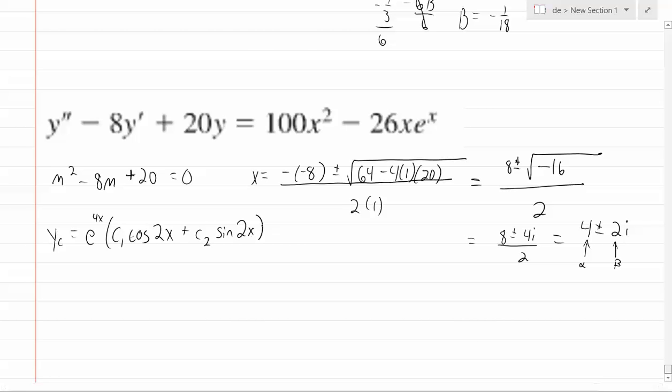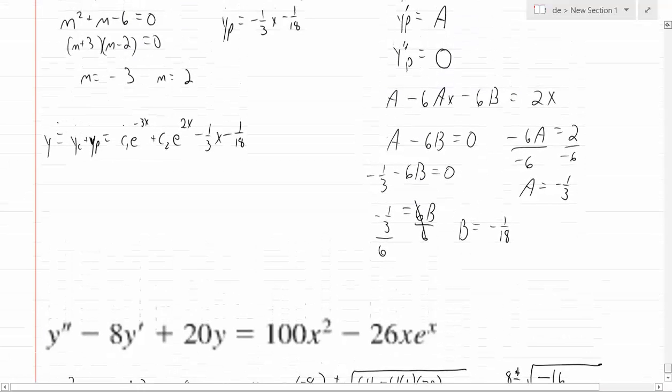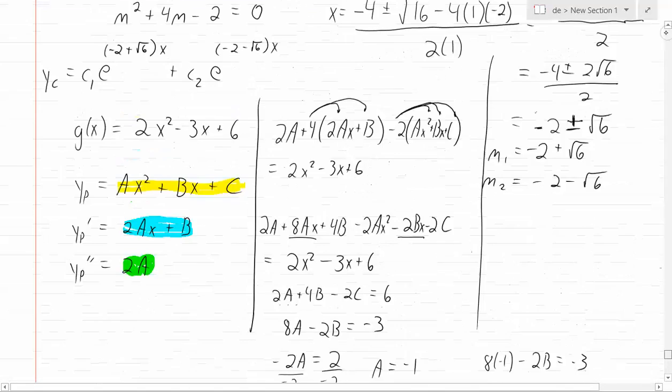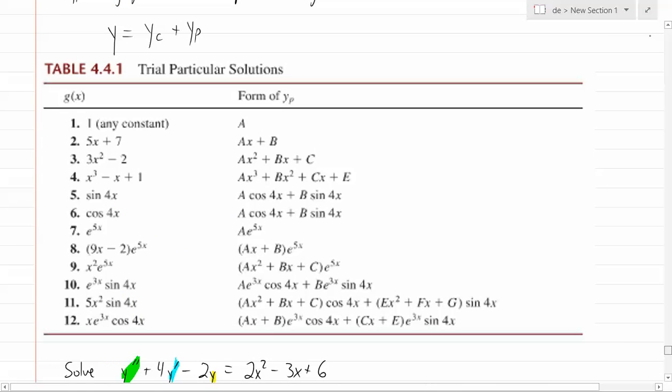Now we're going to have to work on our particular solution a little bit, because you can see it's a combination of a couple of things that are in the table. We have a quadratic here, and then we have an x times e to the x here. So let's go back to our trial particular solution table. So we have this one here from the quadratic, and then we have an x times e to the x.